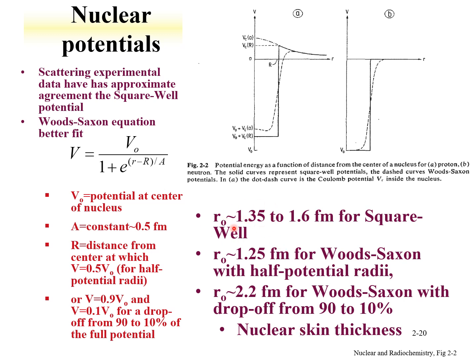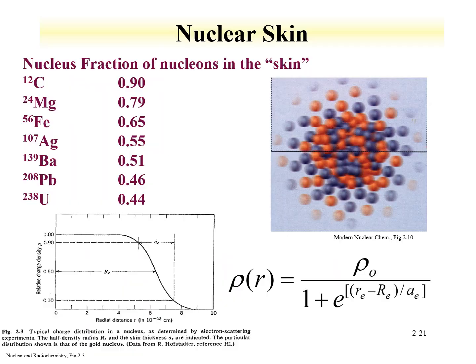You get an R naught of 1.35 to 1.6 femtometers for a square well. This term changes a little bit for the Woods-Saxon potential if you're looking at the half potential, where it drops from the center to the half, or where it goes from 90 to 10% of the full potential. This R naught goes to 2.2 femtometers. And this 90 to 10% drop can be defined as the nuclear skin thickness.